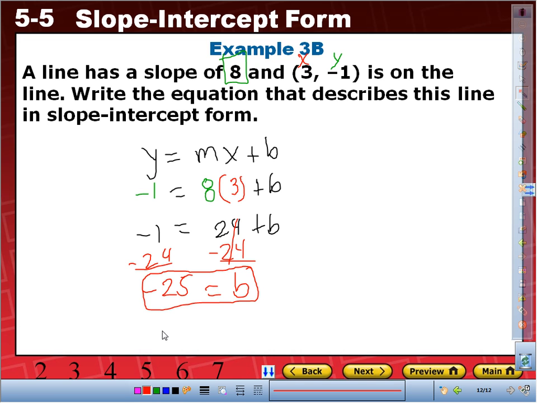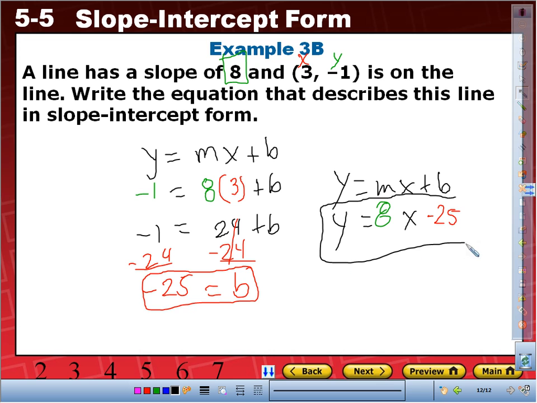So now, do we have a slope? Do we have a y-intercept? Yes, now we can write our equation. Here it goes. y equals mx plus b. Instead of m, I'm going to write 8. Instead of b, I'm going to write what? Negative 25. And I just bring down the rest. y equals 8x minus 25. Hands if you got that. Okay. Let's do one more of these.